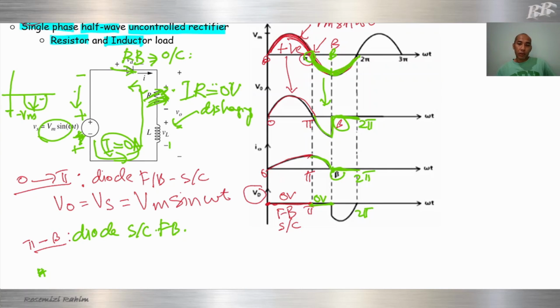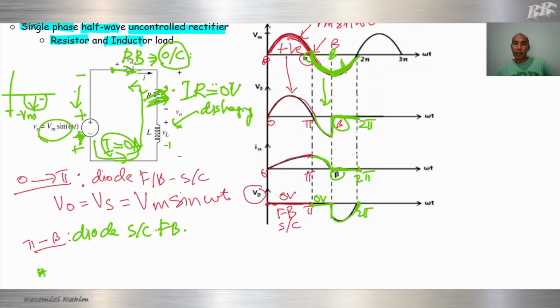However, okay, what happened to the diode? We know that this diode is an open circuit. When the diode is open circuit, it means that the voltage of the diode will be equal to the input voltage. The voltage of the diode will be the same as the input voltage. We know that the input waveform is like this, so the diode voltage will follow the input waveform until 2 pi.